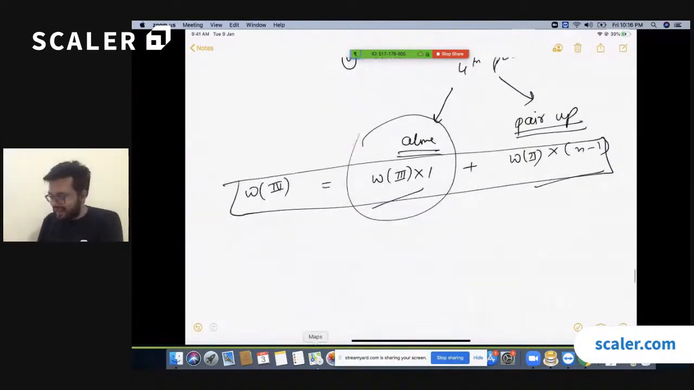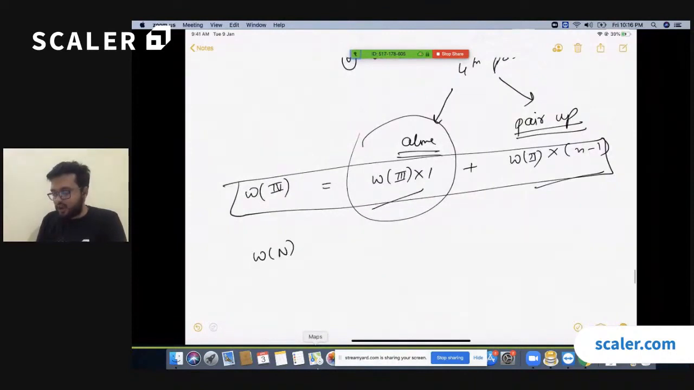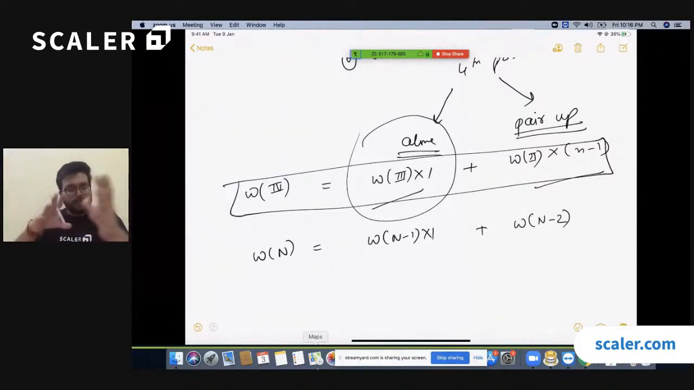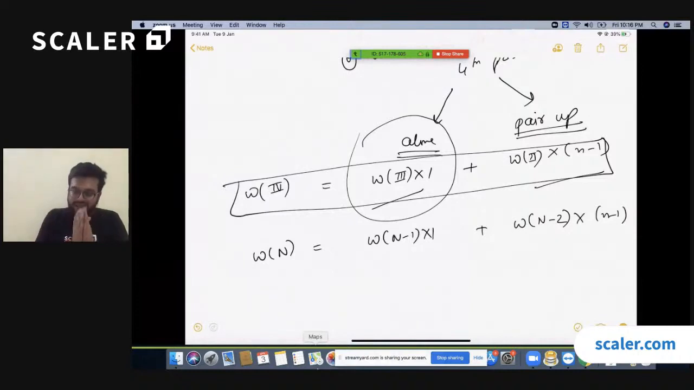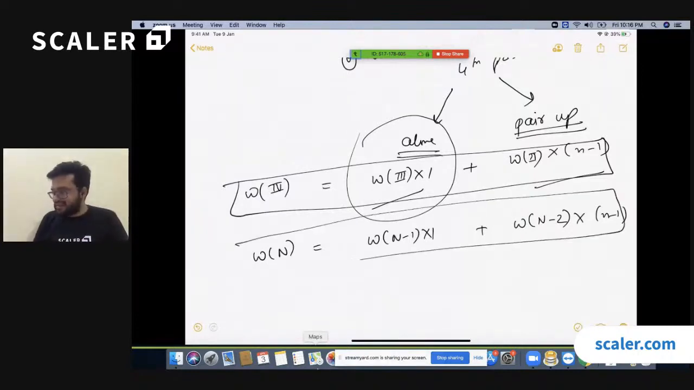We can generalize it and say the number of ways n people can join the party would be equal to the number of ways n minus 1 people can join it, where the nth person is just going and staying alone, so you multiply it by 1. The other option is that the nth person decides to pair up with somebody. Then the number of people in the party remaining to be decided is n minus 2, because 2 people have already paired up. We figure out the number of ways for n minus 2, multiplied by n minus 1, because the nth person could have chosen to pair up with n minus 1 people. This is the recurrence relationship that I get.